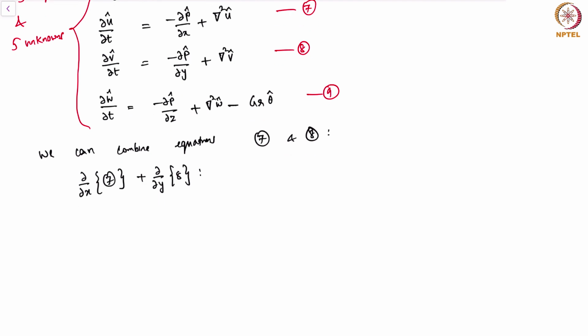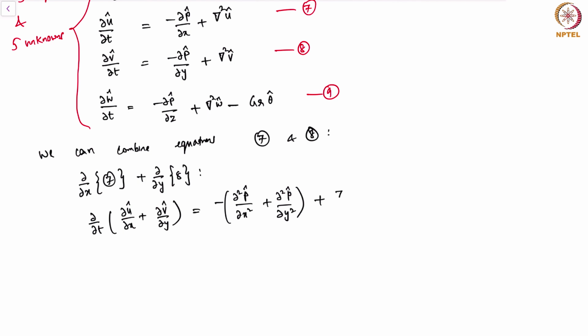So if we do this, we get del by del t of del u hat by del x plus del v hat by del y. That's the left hand side. This becomes del p by del x. If I take a derivative of that with respect to x, we get del square p hat by del x square plus del square p hat by del y square. And finally, we're going to get del square of del u hat by del x plus del v hat by del y. This is what we have.